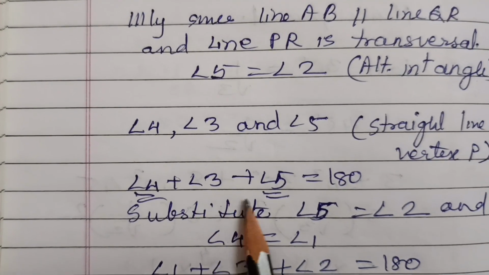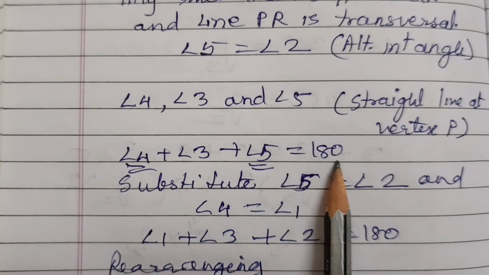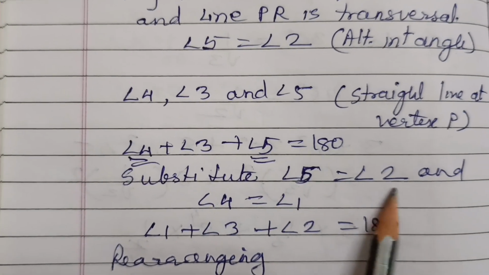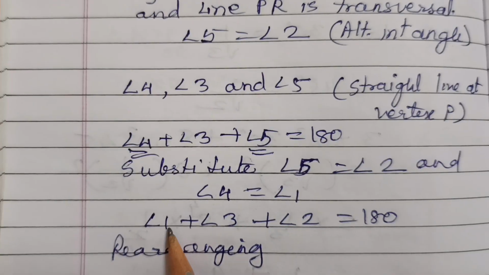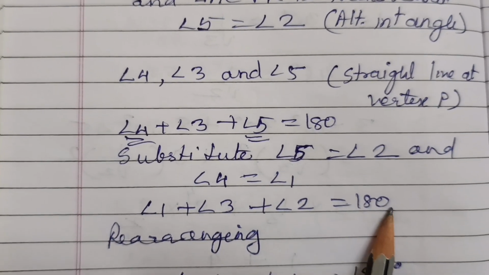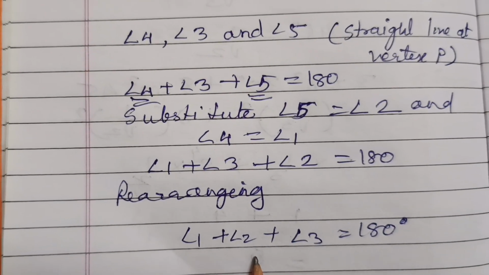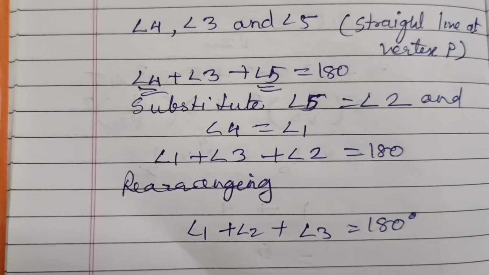Angle 4 plus angle 3 plus angle phi is equal to 180 degrees. Sum of the angles of the triangle is 180 degrees. Substitute angle phi is equal to angle 2 and angle 4 is equal to angle 1. So angle 1 plus angle 3 plus angle 2 is 180 degrees. We can rearrange it as angle 1 plus angle 2 plus angle 3 is 180 degrees. Hence proved.